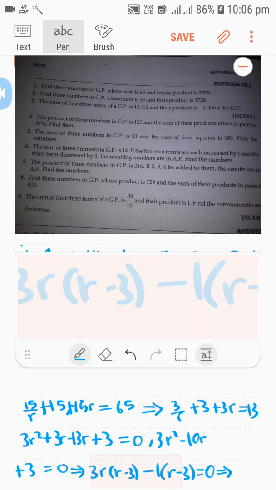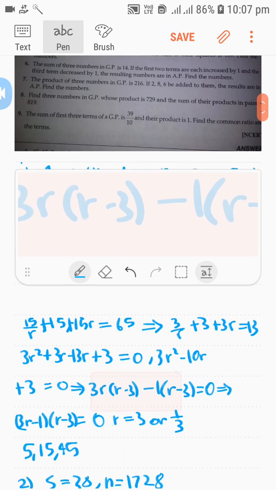Sum of three numbers is... product of three terms in GP is 125. Okay, find the product of the three numbers. Oh, so there is no condition to find a GP. Okay, next question: the sum of three numbers in GP is 21, and the sum of their squares is 189. Find the numbers. Okay, let's do it.